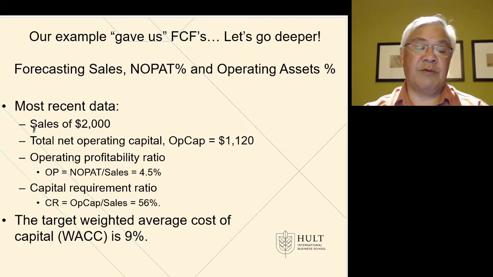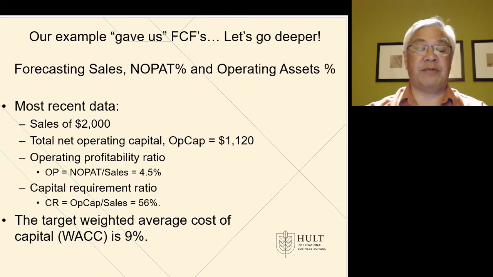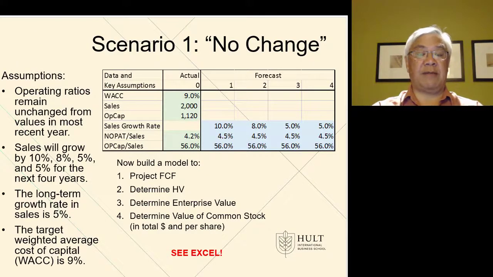So the data from the most recent years are as follows. Sales of 2,000, which is 2 million, and then operating capital of 1,120, and then operating profitability, NOPAT divided by sales, is 4.5, and then capital requirements is where we take operating capital divided by sales to get 56. So we take 1,120 divided by 2,000 and you get 56. And the target weighted average cost of capital is 9%. So that is given. And we're going to do the following steps.